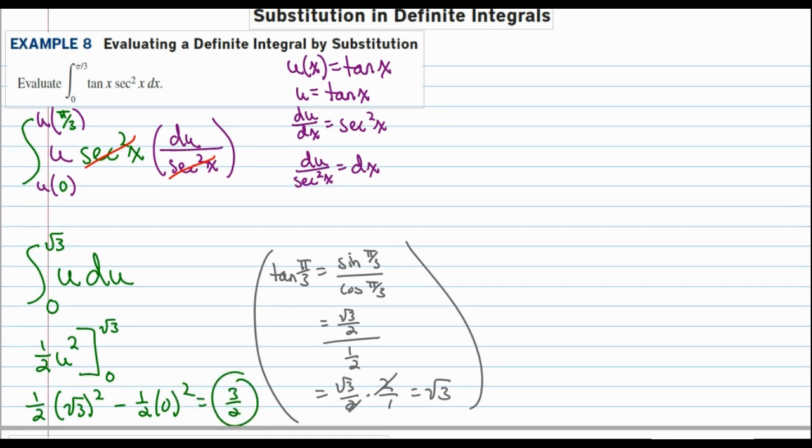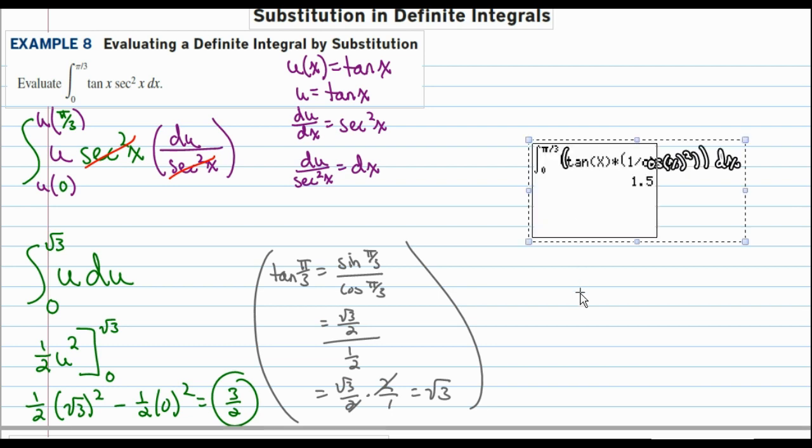Final answer, 3/2. To make sure, I did that on my calculator, and I do get that the antiderivative from 0 to pi over 3 of tangent of x times secant squared of x dx is 1.5, which is 3/2. So again, the lower and upper limits of integration were originally designed to get plugged into x. Once I substitute in a function of x, I have to reevaluate the lower and upper limits by plugging them into that function of x.